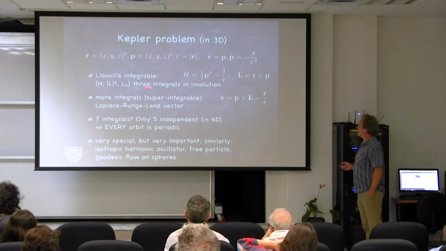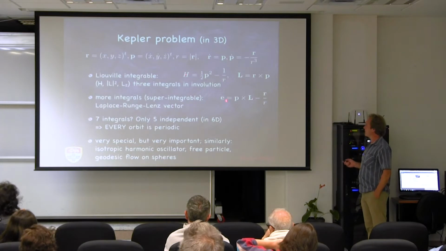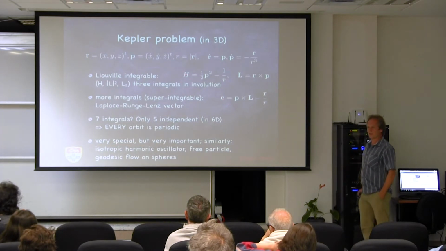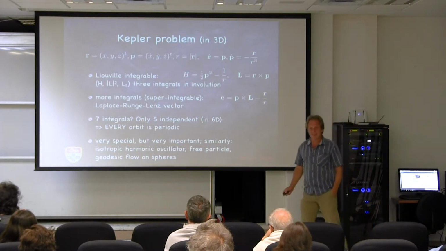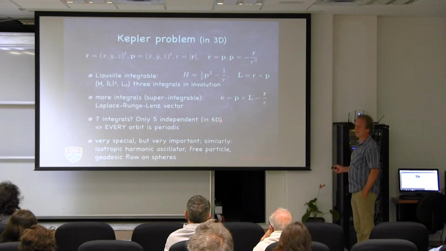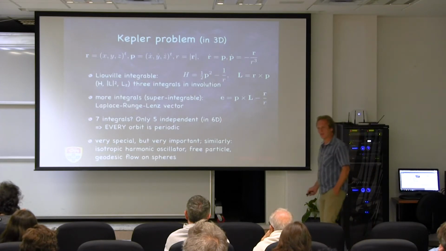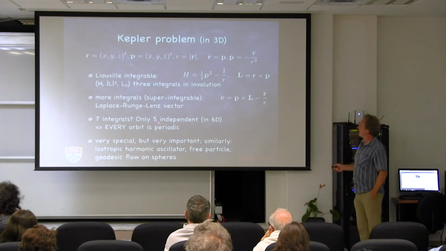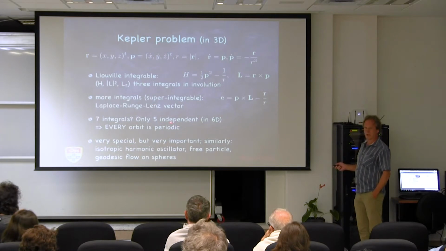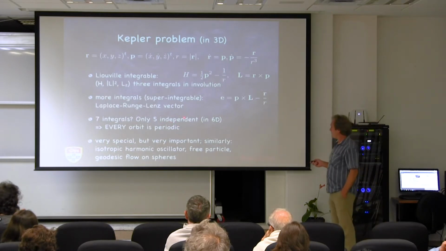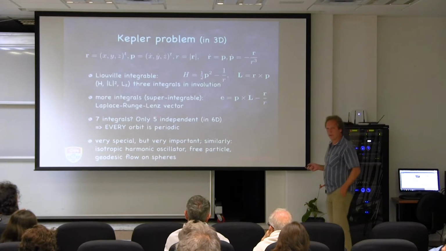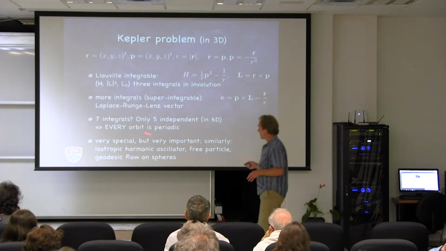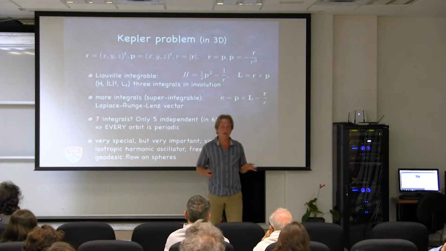So now, how many integrals do we have? 1, 3, and 3 more, 7. So that's too many, because we are only in 6 dimensions, and you can't have 7 independent integrals in 6 dimensions. So they are not independent. But in fact, 5 of them are independent, and that's as many as you can have. And what it means is that every orbit is periodic.